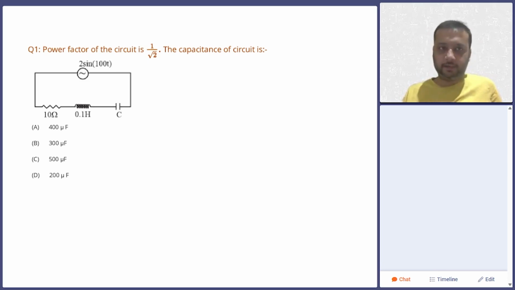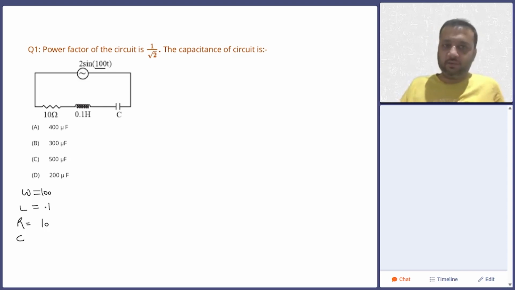Here we have to find the capacitance of the circuit, and the power factor of the circuit has been given to be 1 by root 2. Now if you see here, the omega value becomes 100, because the coefficient of time will represent the value of omega, and the inductance given to us is 0.1, resistance given to us is 10 ohms. Value of capacitance we have to find, and the power factor of the circuit is 1 by root 2.